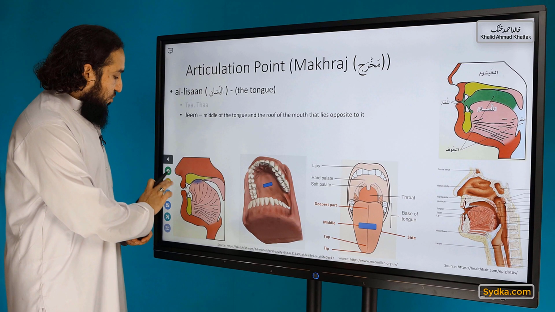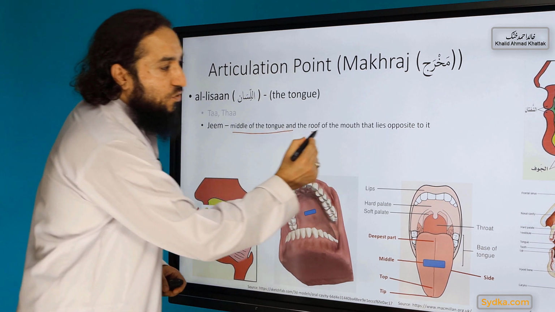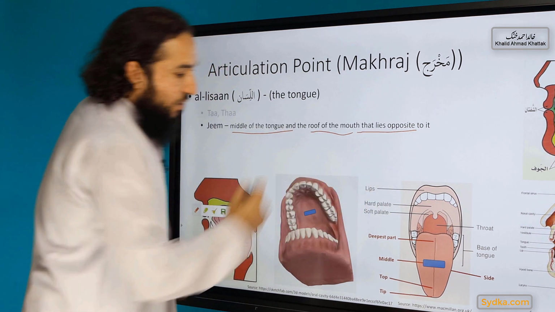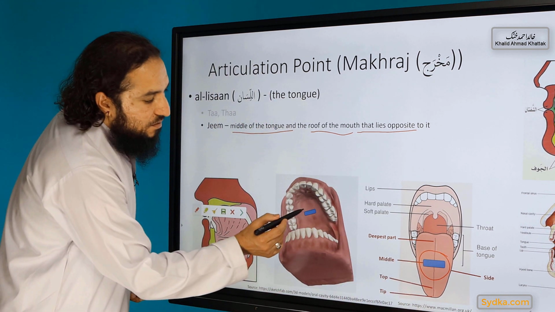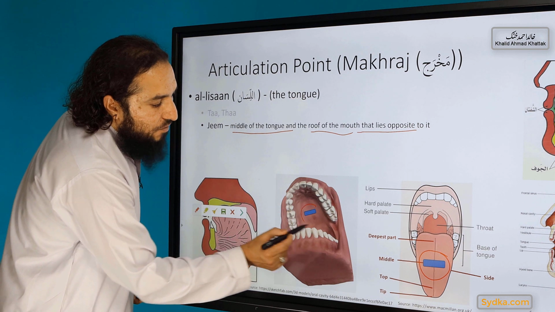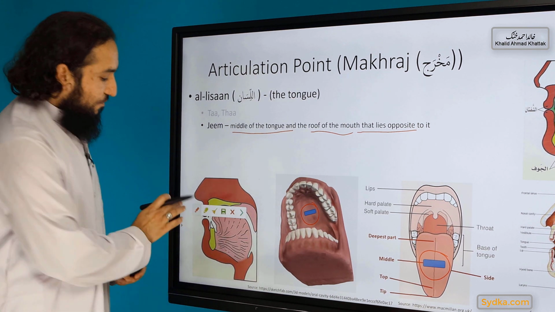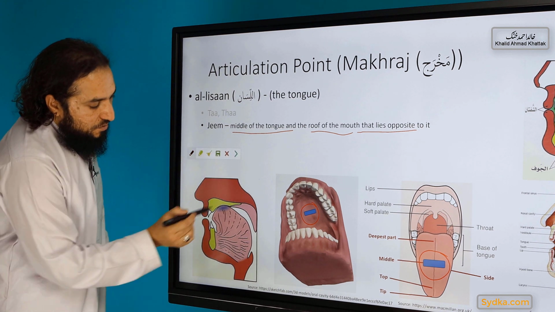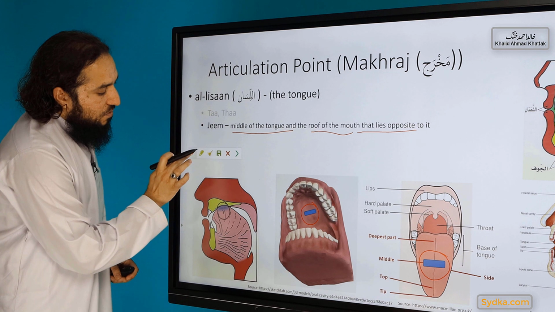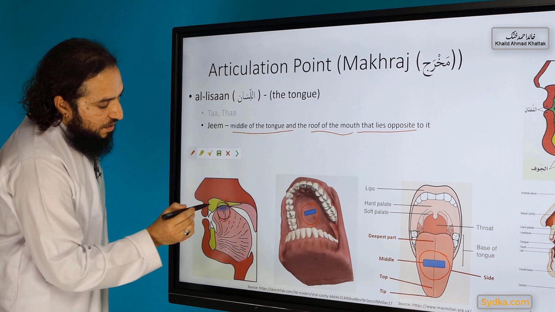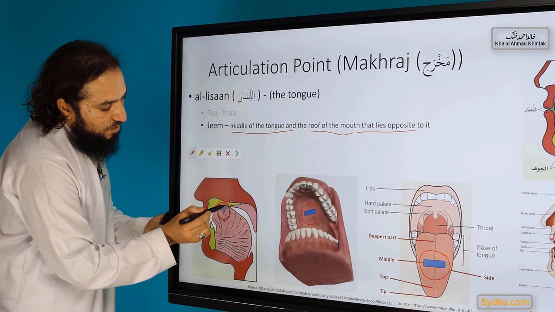The articulation point for Jim is the middle of the tongue and the roof of the mouth that lies opposite to it. So that is the middle of the tongue, and the roof of the mouth that is opposite to that middle of the tongue. That's the articulation point. You can see in another diagram. That's the middle of the tongue, and this bit is opposite to the middle of the tongue.